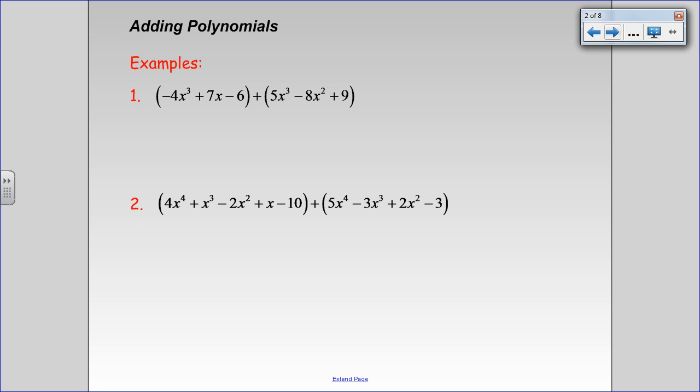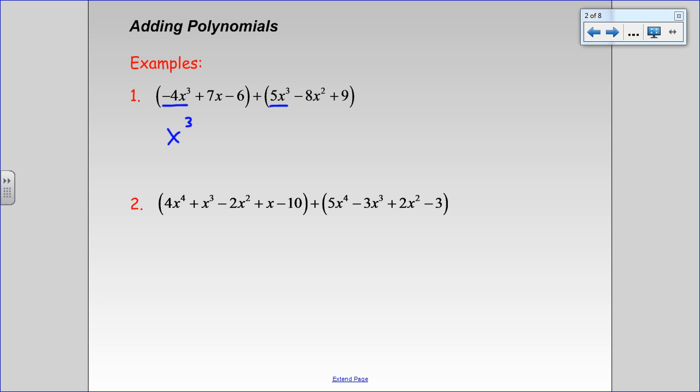Let's look at some examples of adding polynomials. In example number 1, we're adding two trinomials. So we just need to look for the like terms and combine them by adding their coefficients. We have a -4x cubed and a 5x cubed. So adding -4 plus 5 results in 1. So the first term of our answer is x cubed.